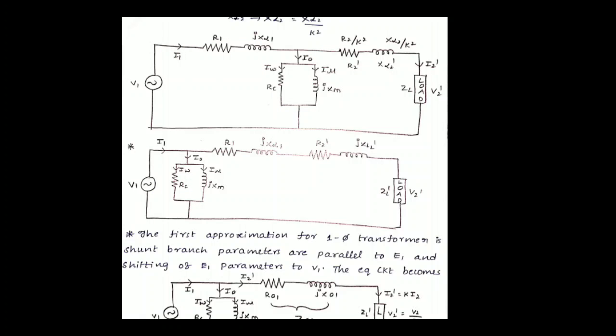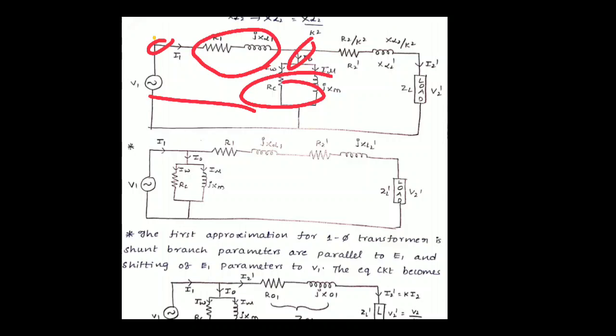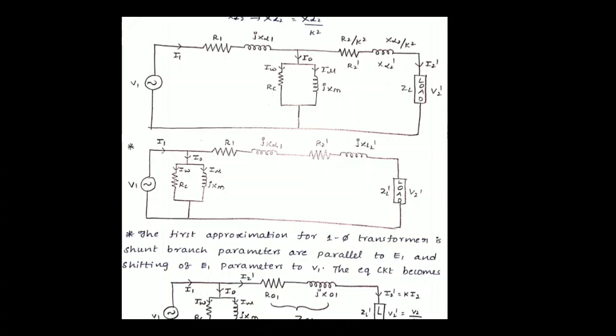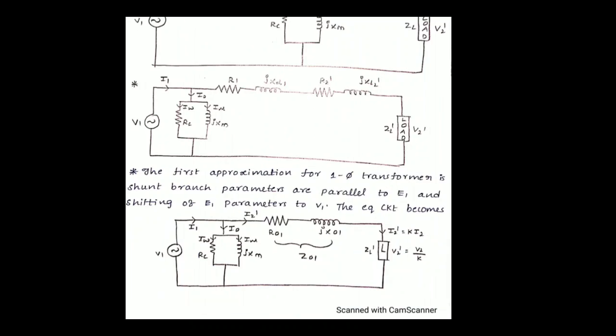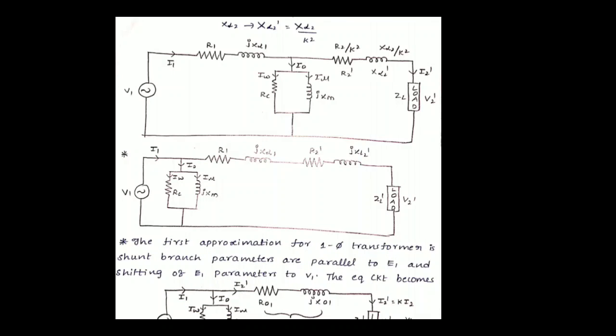We cannot move this shunt branch parameters from here to here, but as an approximation we can move them. This is the first approximation. By shifting this shunt branch from here to here, the circuit becomes like this.